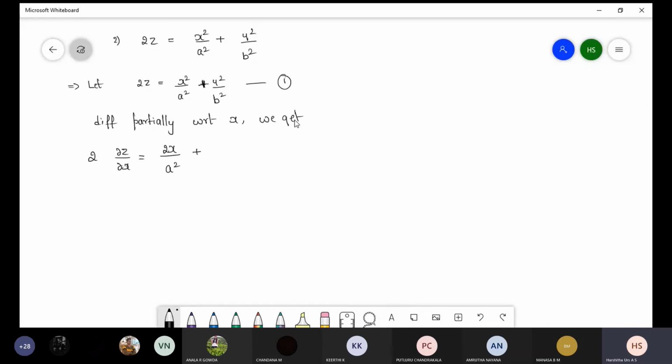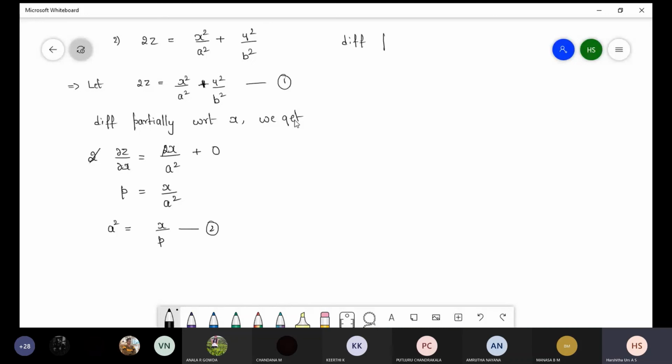So plus the differentiation of the constant term. There is no x term, so I write 0. 2 will get cancelled. Dou z by dou x we write as p. So I write here x by a square. I want the constant terms, here the constant terms are a and b. So I rewrite this as a square is equal to x divided by p. I call this one equation 2.